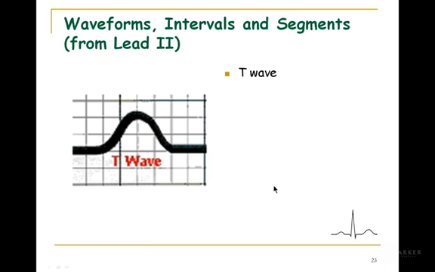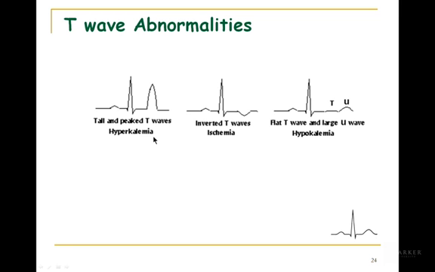I'm going to show you some T wave abnormalities. Okay. You may have very tall peaked T waves. We said it's not supposed to be more than 5 millimeters. If it's more than 5 millimeters, it can indicate hyperkalemia, too much potassium. The T wave may be inverted if you've got ischemia within the heart, but it may also be inverted in other conditions. An inverted T wave is not characteristic of ischemia, but you may see it with ischemia.